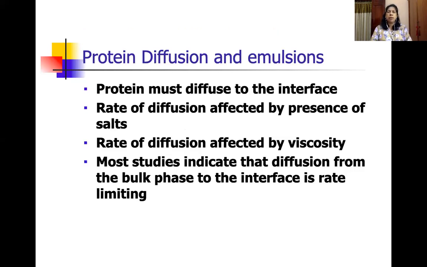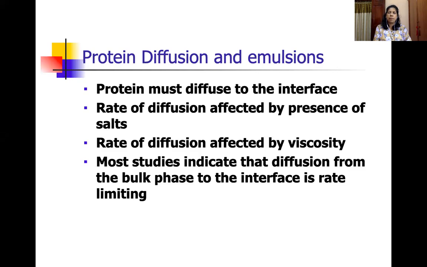So when we talk about protein diffusion and emulsions, protein must diffuse to the interface. The rate of diffusion is affected by the presence of salt. If you are tasting different types of dressings, salad dressings basically, you know that there is a salt taste. Without salt taste, the dressings are not there. Actually, almost all dressings have a salt taste, because the rate of diffusion is affected by salt. Therefore, if you add salt, you can increase the diffusion rate.